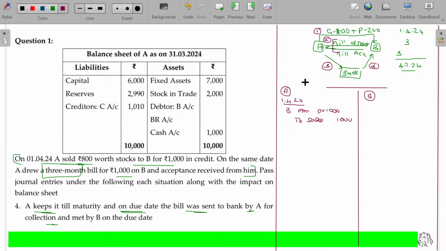On the same date, second entry being bill drawn and acceptance. Bill drawn and bill acceptances. So he gets a BR for the due from B. So the entry being BR account debit to B account.